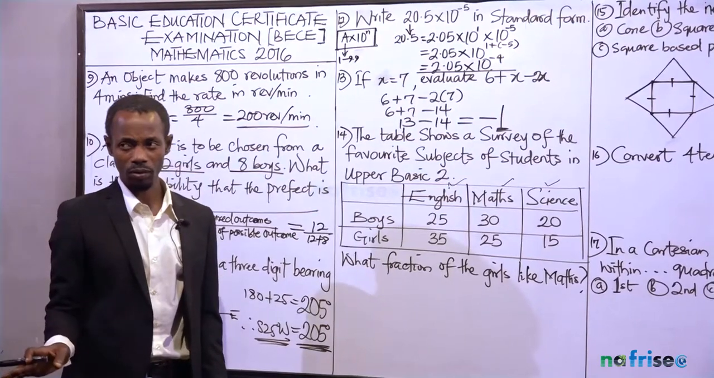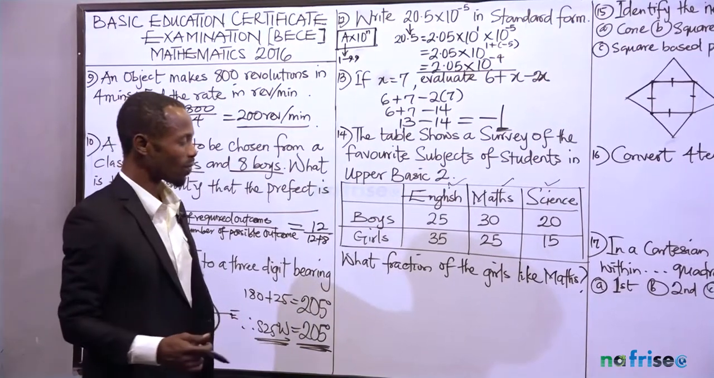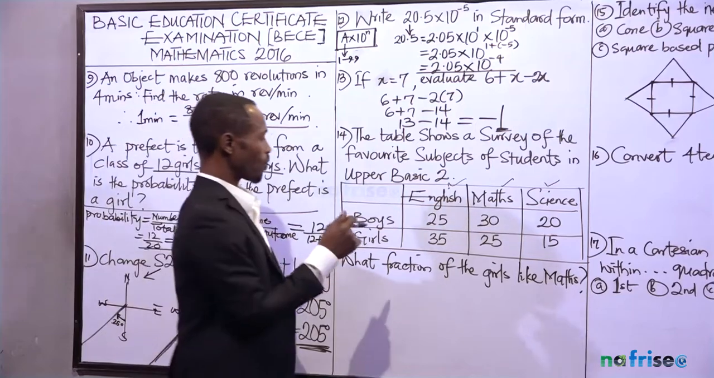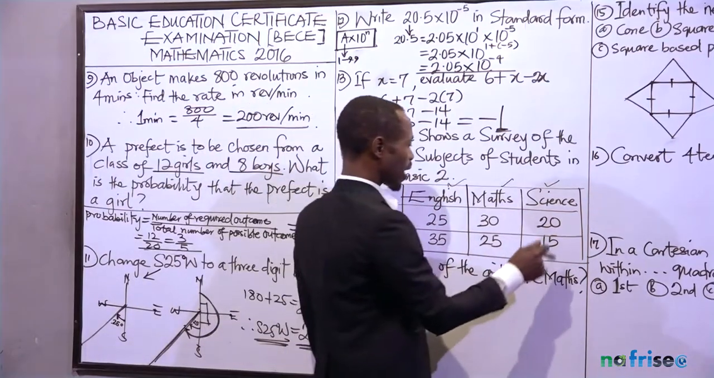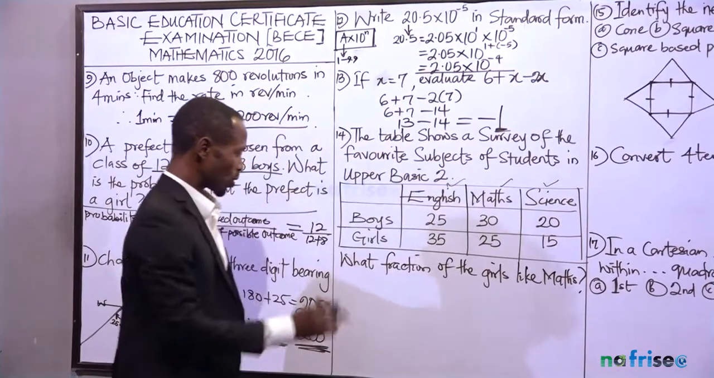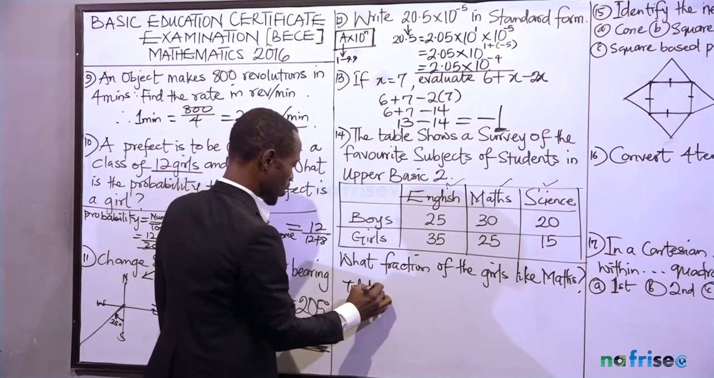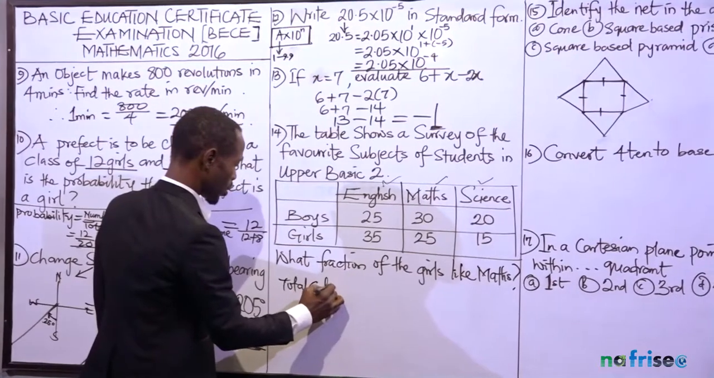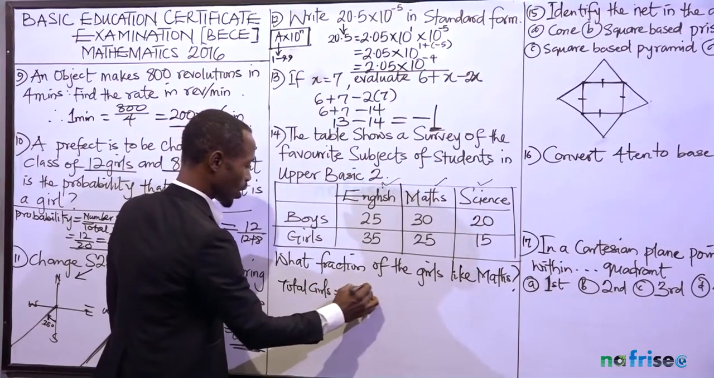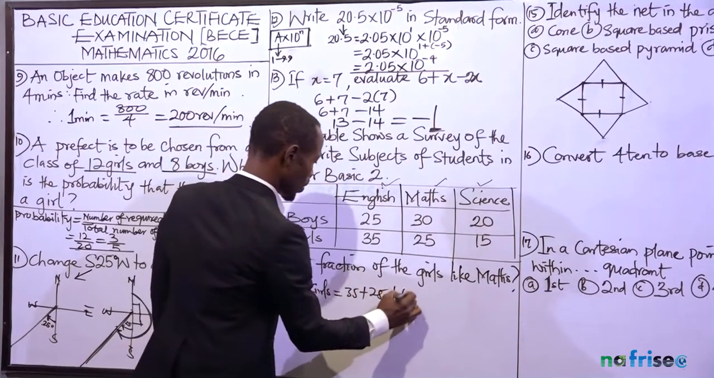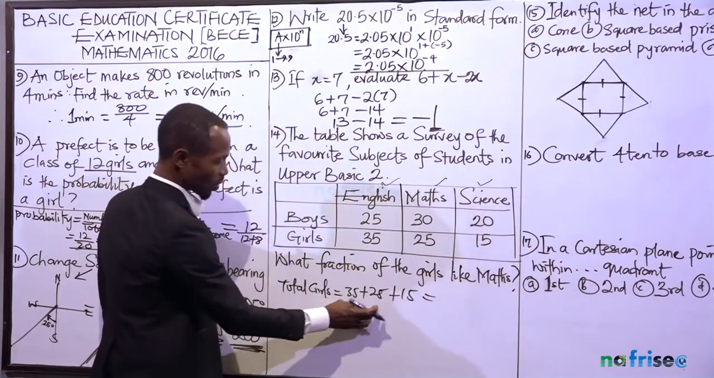We're not asking for the total number of students. We're asking for the total number of girls. What fraction of the girls like maths? So what we do is this. For total girls, just use simple words, 35 plus 25 plus 15. 25 plus 35 is 60.